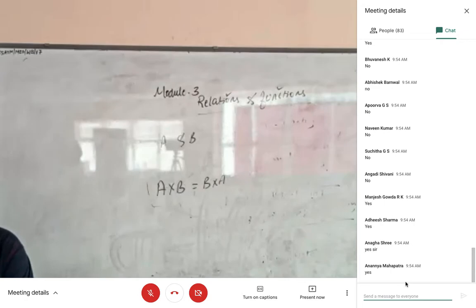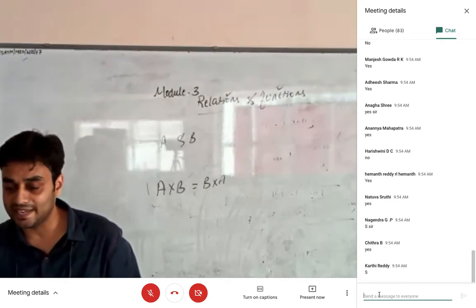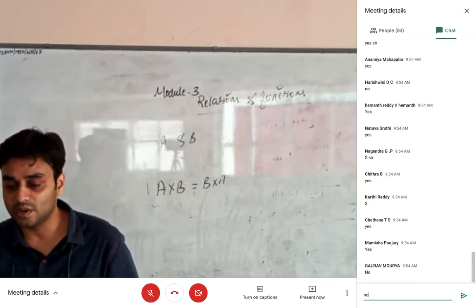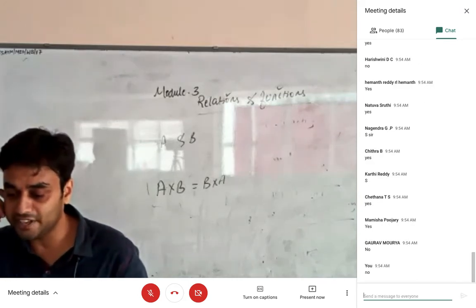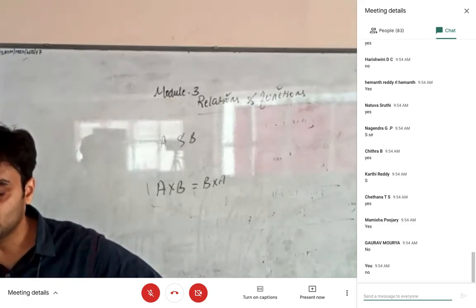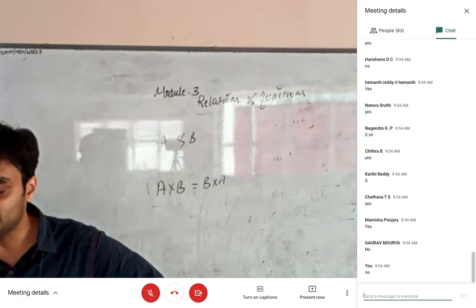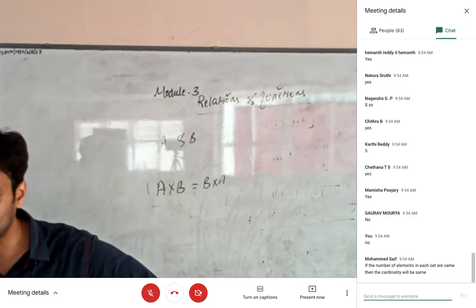Okay, very good. Some are saying no and some are saying yes. If you are saying yes, is it only sometimes, or will it be the same every time? No, it can't be the same every time. Because when you find A cross B, in whatever ordered pairs you get, the first element will be from the first set, and the second element will be from the second set. Okay, it can't be the same.